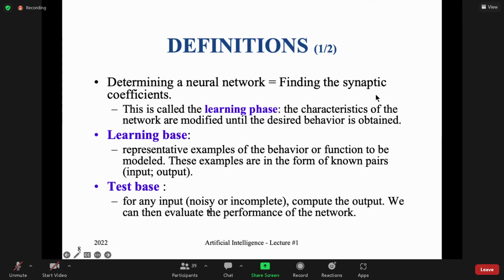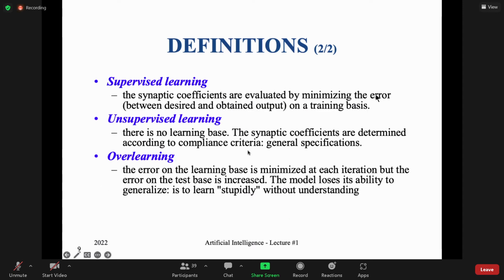And the test base, as I explained, from the database, we extract around 10% of the database to do some tests and to see if we have, in fact, a good solution. Okay, so those are some definitions that I explained.